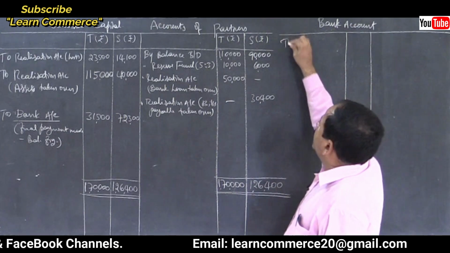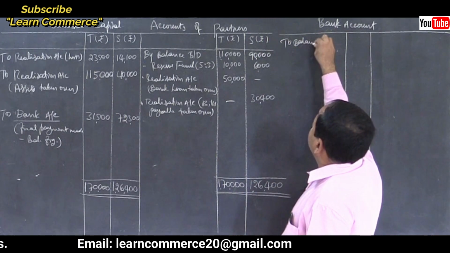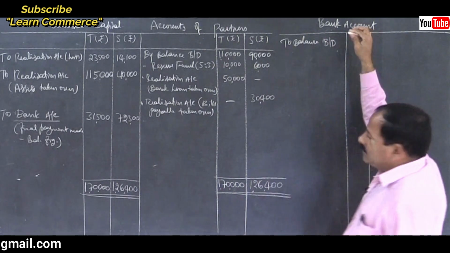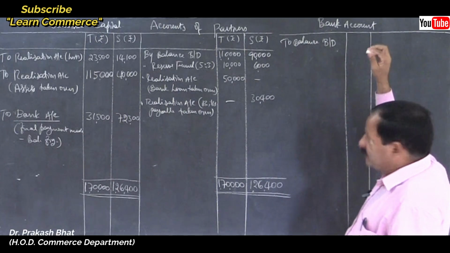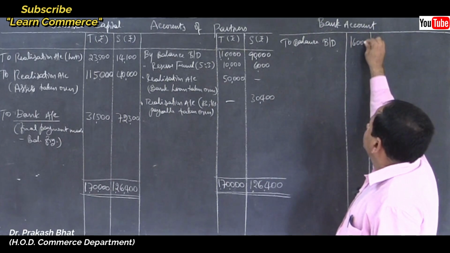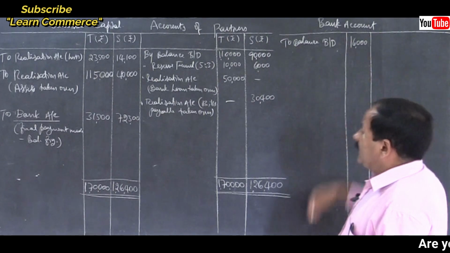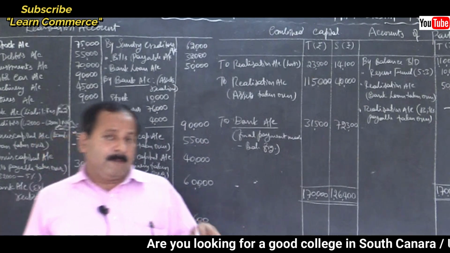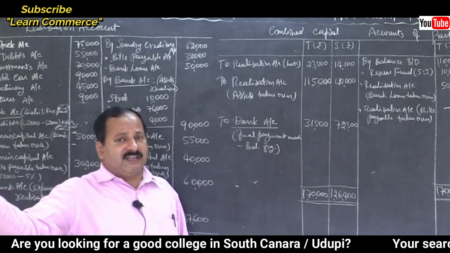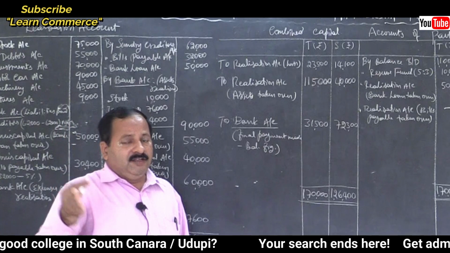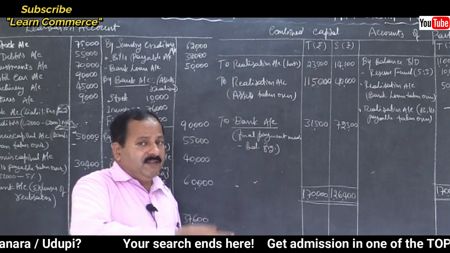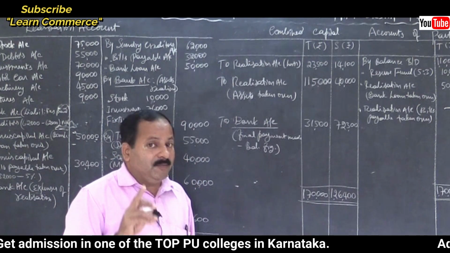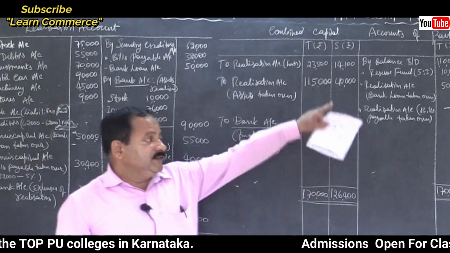To balance brought down. How much? 16,000. Refer to the old balance sheet. Bank account shows a debit balance here. Bank account may show either a debit balance or a credit balance. If bank appears on the asset side, then it is cash at bank. If bank appears on the liability side, then it is bank overdraft. In that case, it will show a credit balance, not a debit balance. Here, bank is on the asset side, so debit balance.